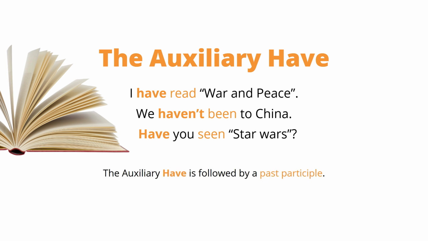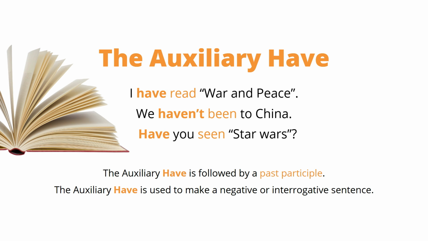Now in this one, the auxiliary have is followed by a past participle. Read, been, and seen. This is the past participle of the main verb. These are present perfect sentences. Present perfect. So we have a past participle of the main verb and we have the auxiliary have.